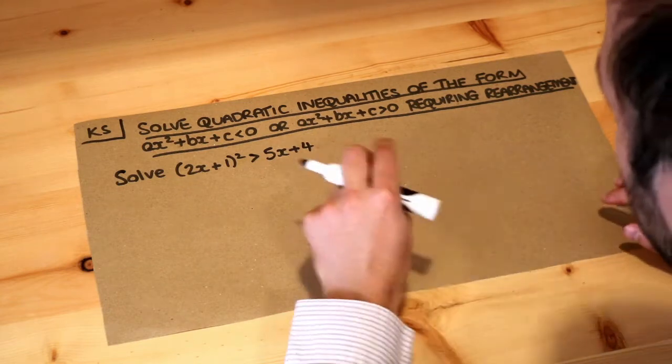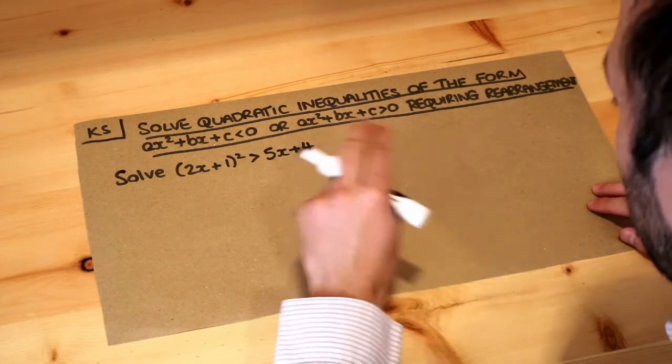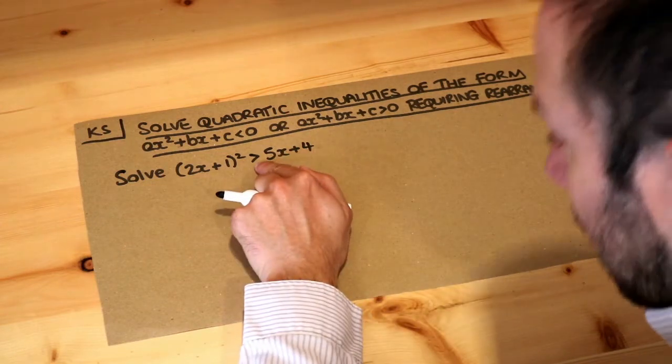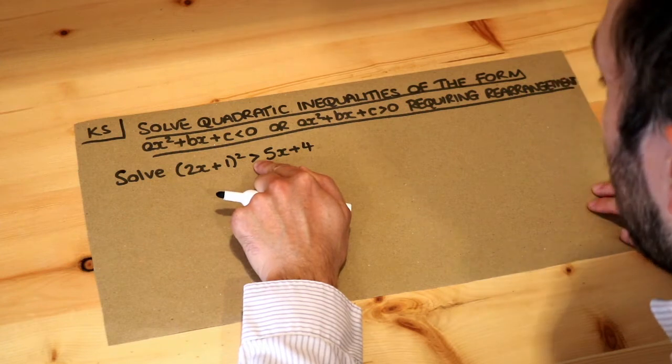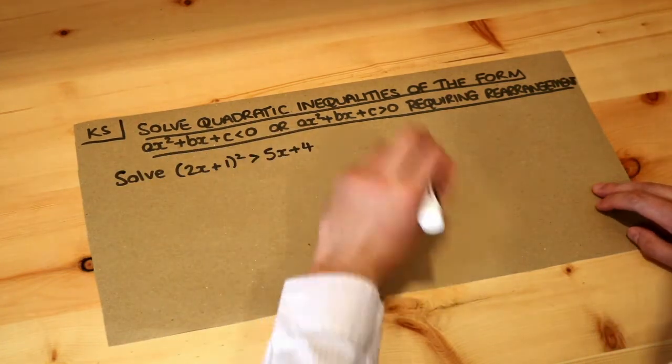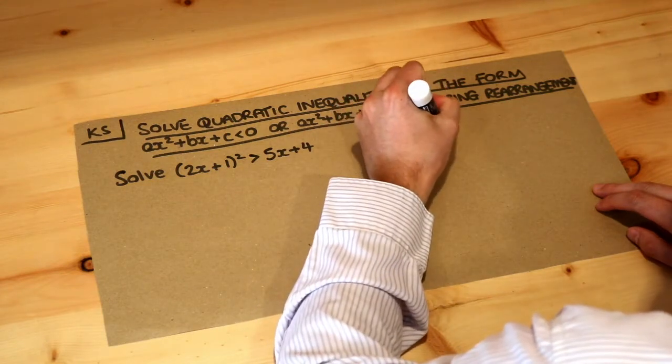Now I'm hoping that you've already seen my previous video on how we solve more basic quadratic inequalities. It's a quadratic inequality because we've got an inequality like a greater than symbol, and it's quadratic because when we expand this out we're going to get an x squared term. So let me write out the steps again from that previous video.